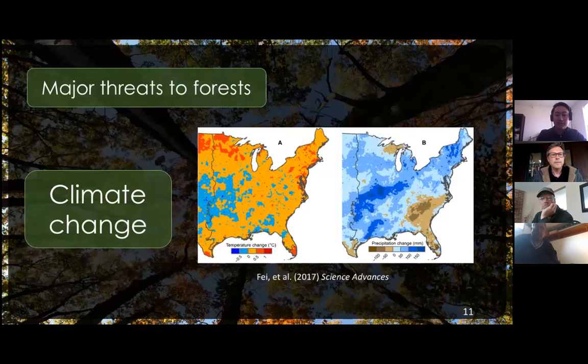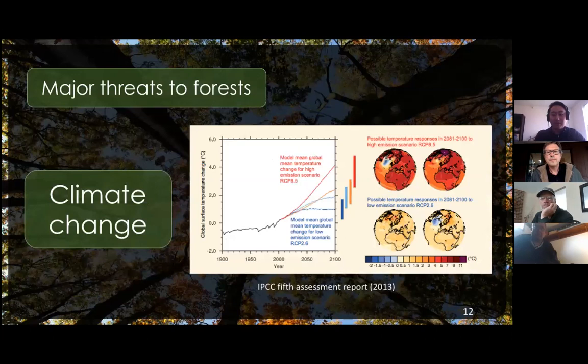You're probably familiar with this figure from the IPCC assessment report, showing that not only is climate change happening now, but it's expected to continue to happen into the future, with most projections showing increased warming and increased extreme events and precipitation variability and so on.